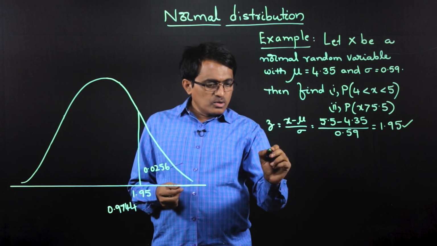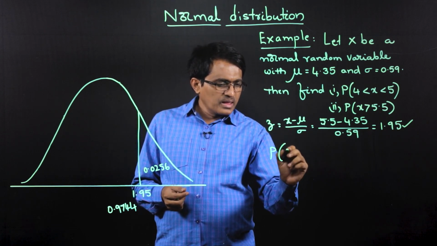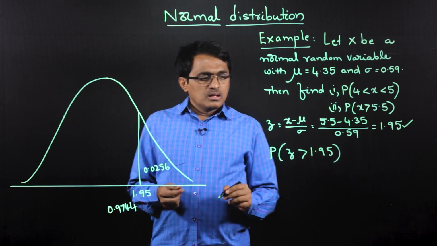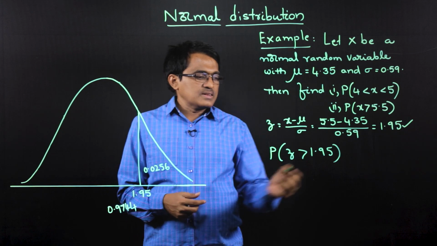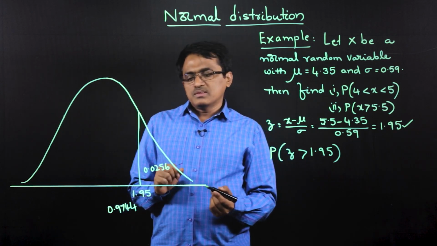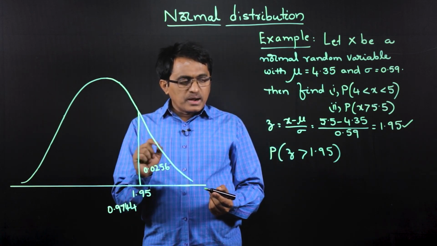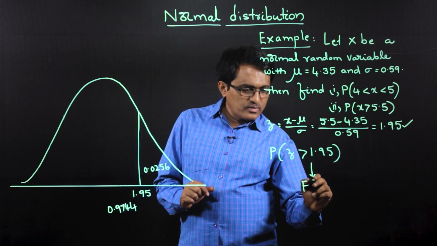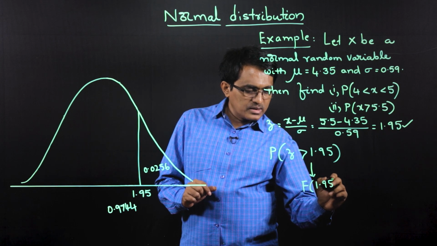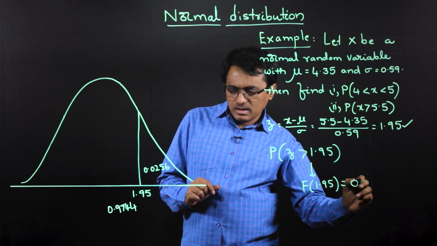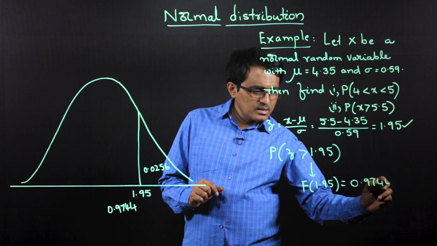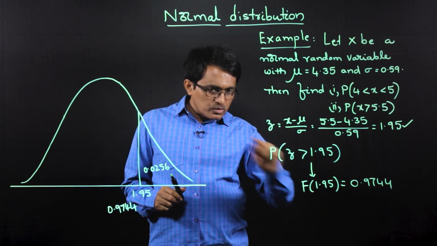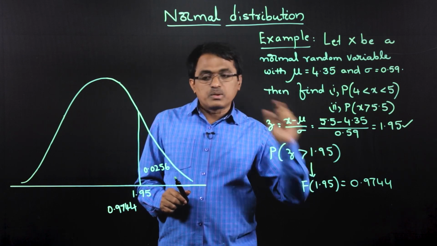That means now what we need to find is p of z greater than 1.95. Now, as we have been discussing, we will see the normal distribution tables. Then corresponding to 1.95, what we get from the tables is f of 1.95 equal to 0.9744. This is corresponding to 1.95. Now, what we want to find is p of z greater than 1.95.